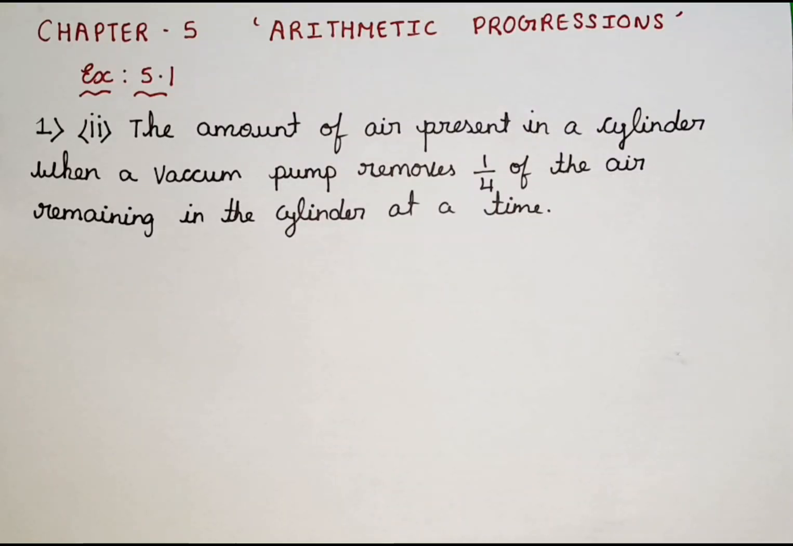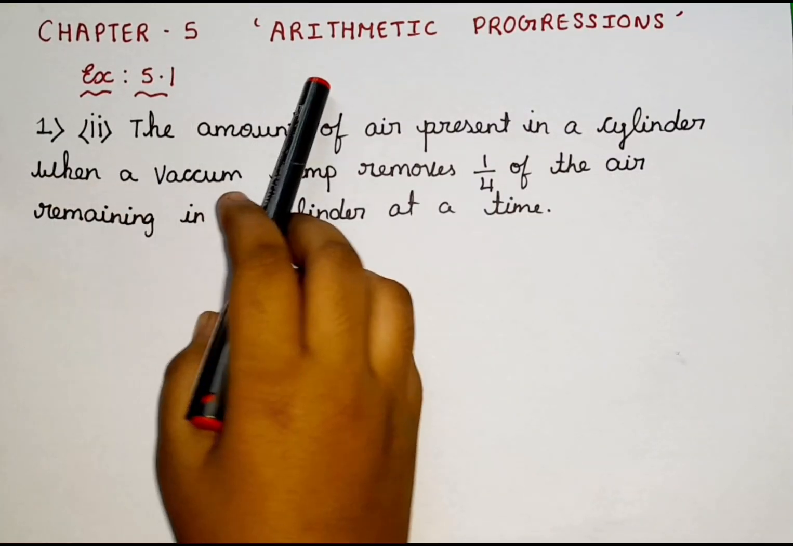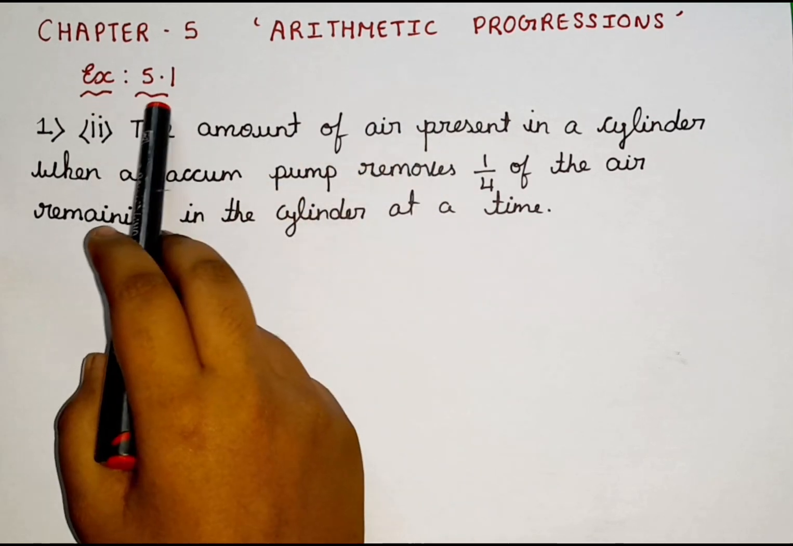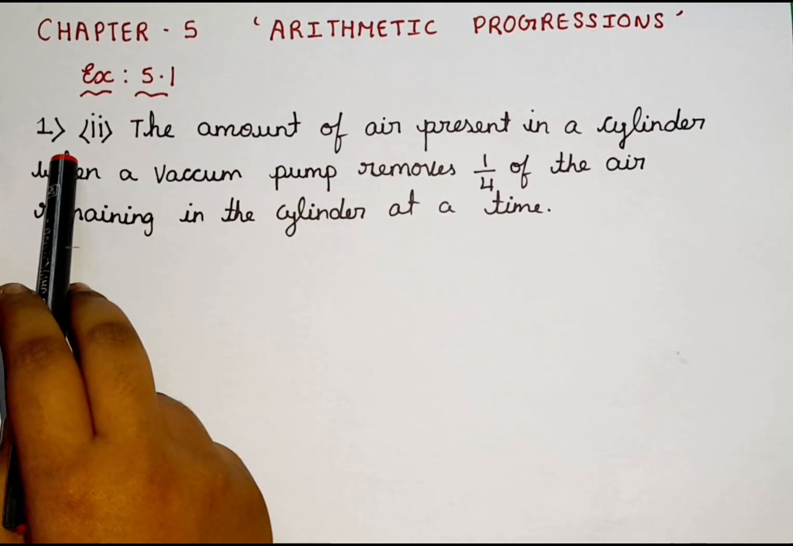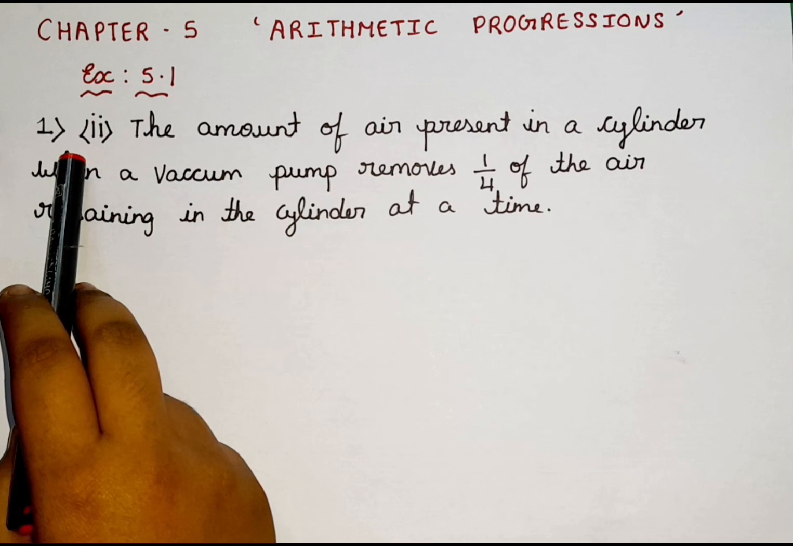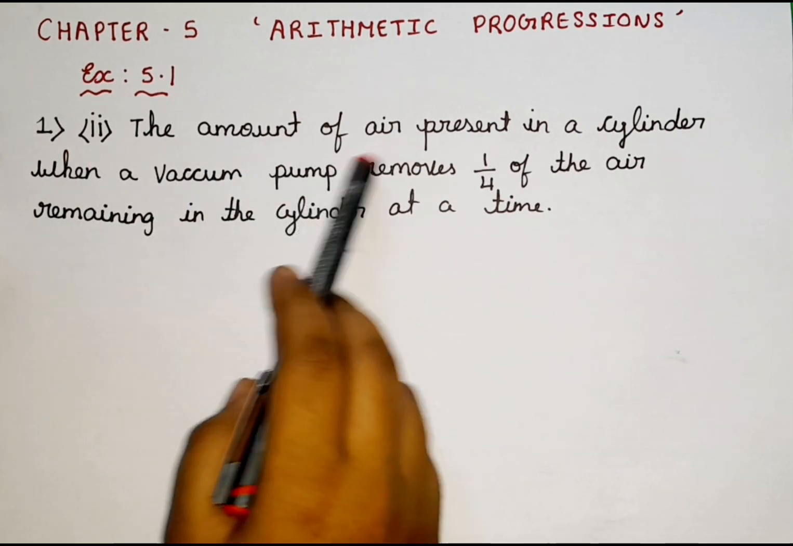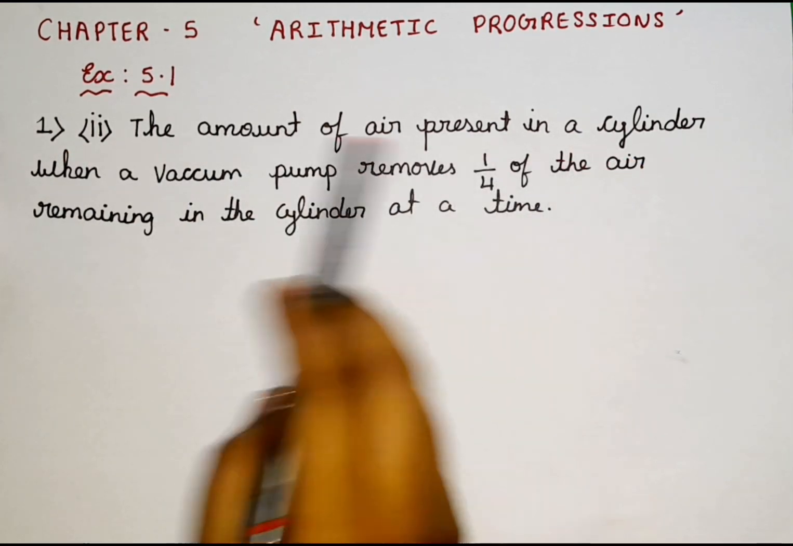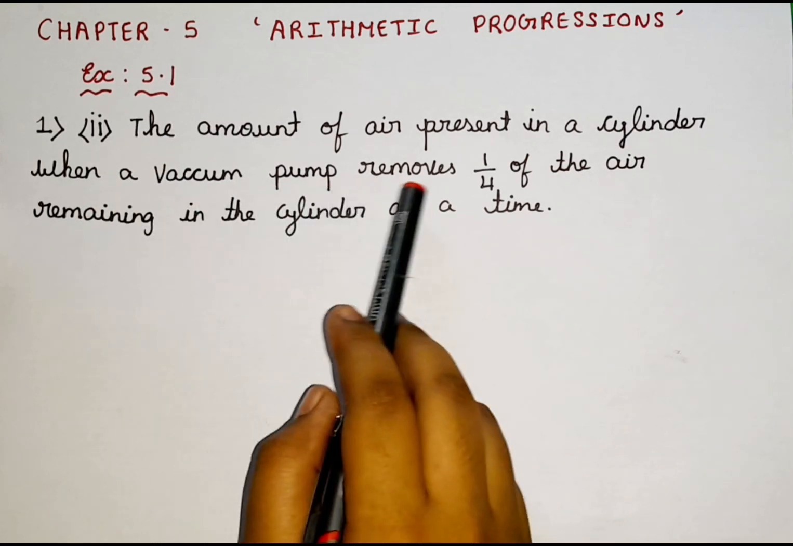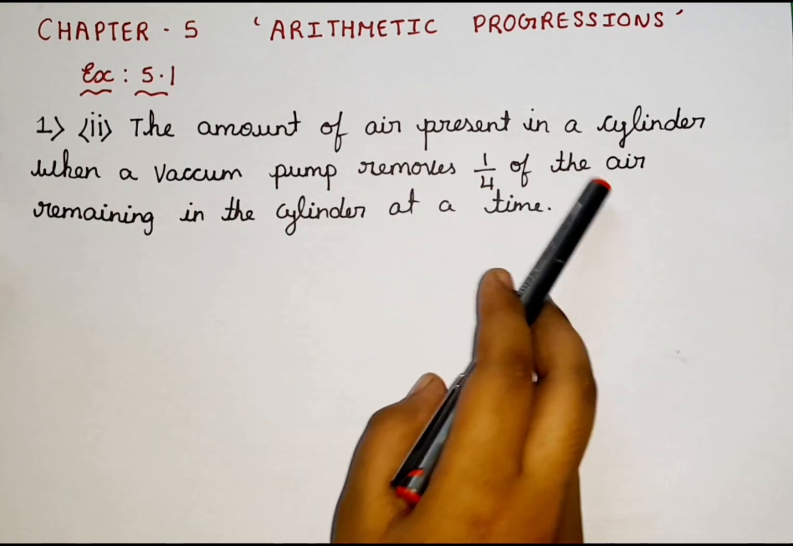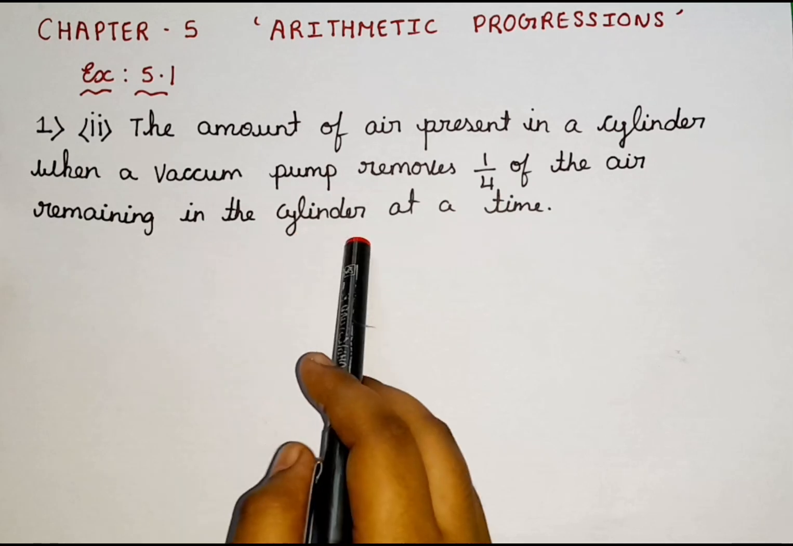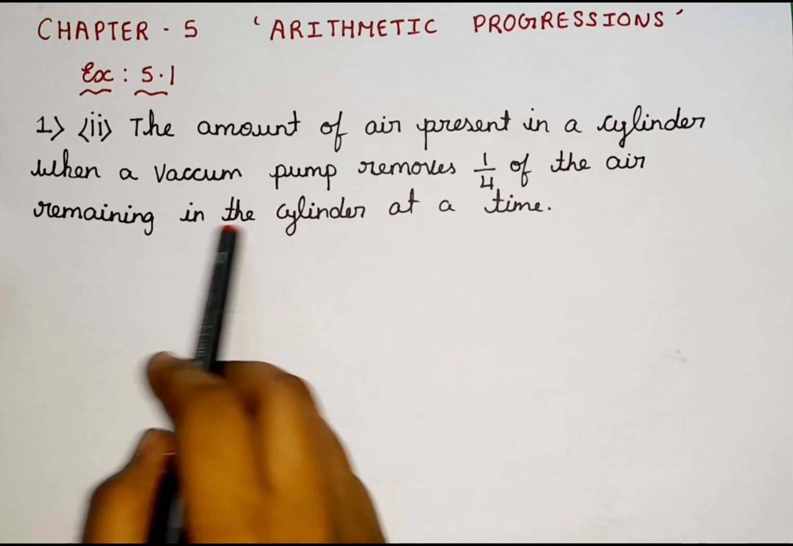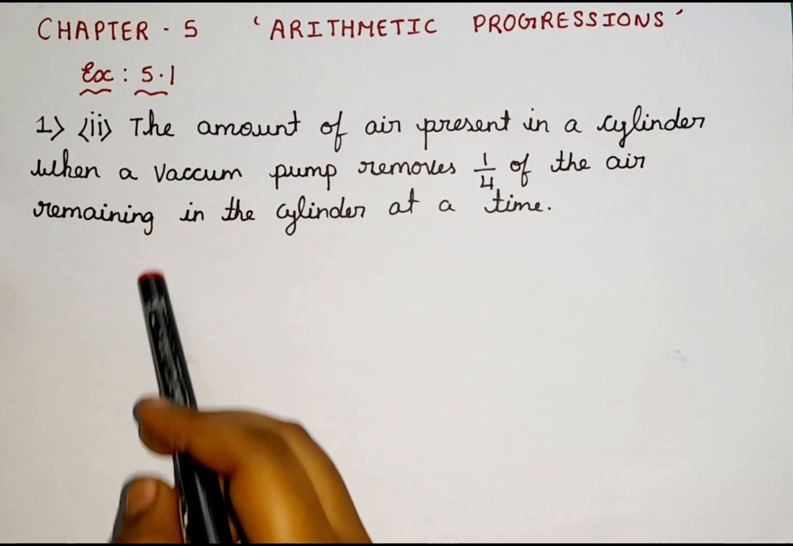Today we are going to be learning Chapter 5 Arithmetic Progressions, Exercise 5.1, first question, second subdivision. Alright, now let's read the question. The amount of air present in a cylinder when a vacuum pump removes 1/4 of the air remaining in the cylinder at a time. Okay, so here they are talking about air present in a cylinder.